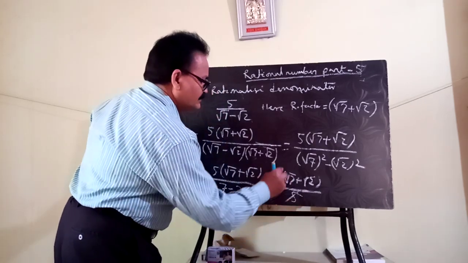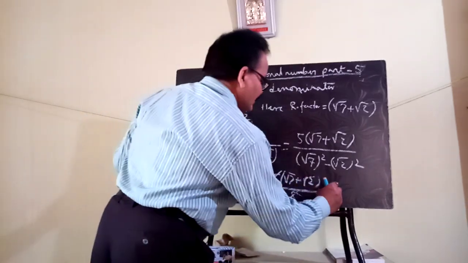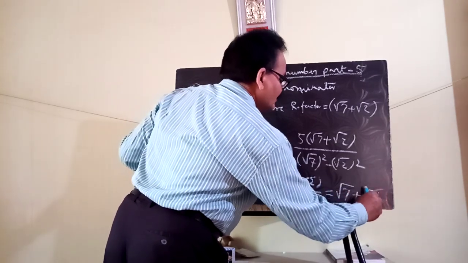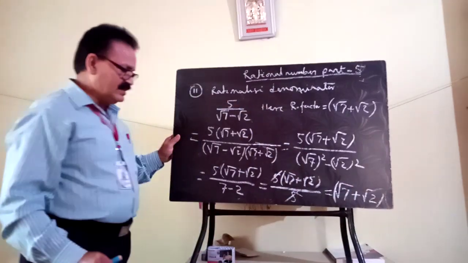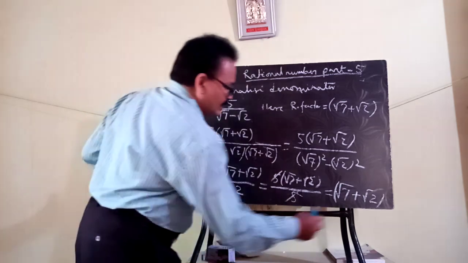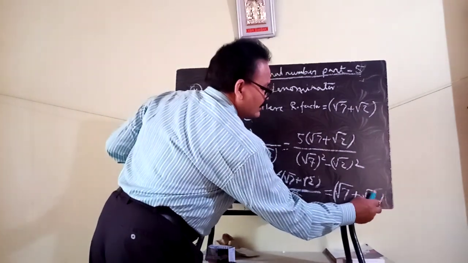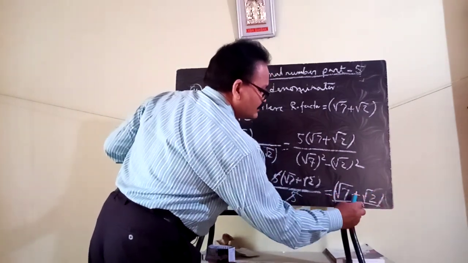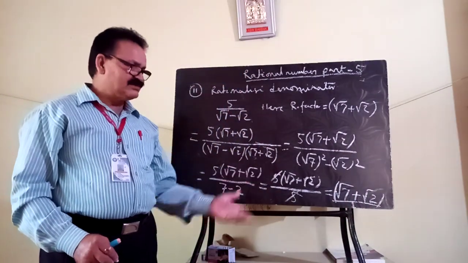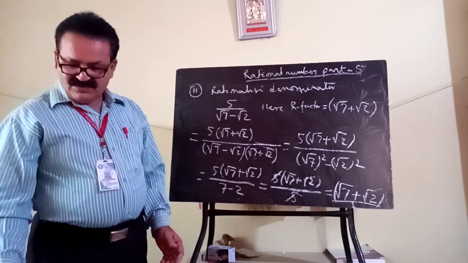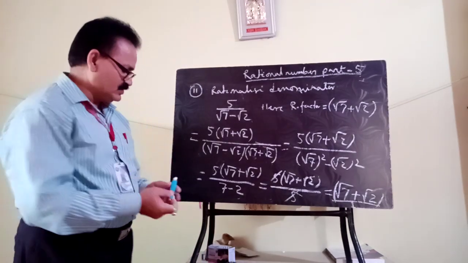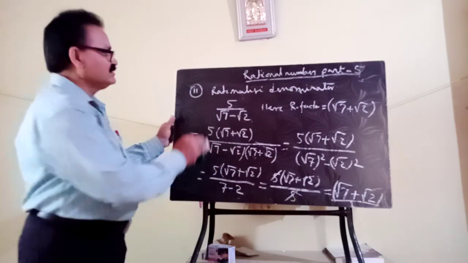So this 5 and 5 cancel each other. So your final answer becomes root 7 plus root 2, and in the denominator it is 1. So the denominator is rationalized. 1 is also a rational number. Okay, clear? Now I will show another example.